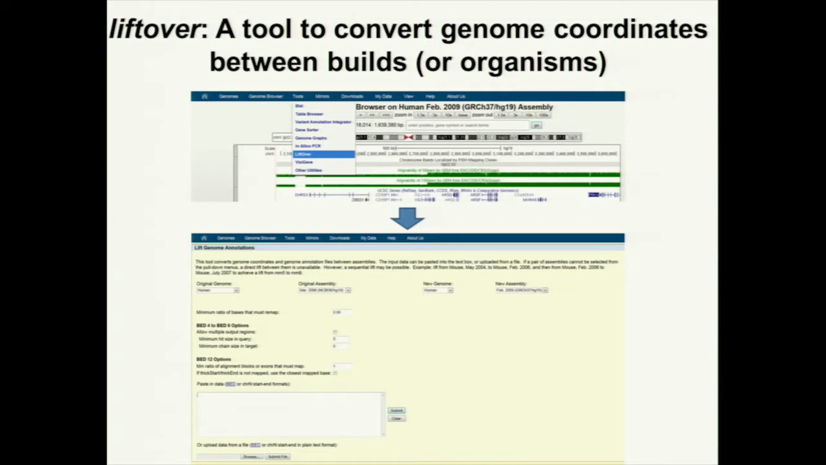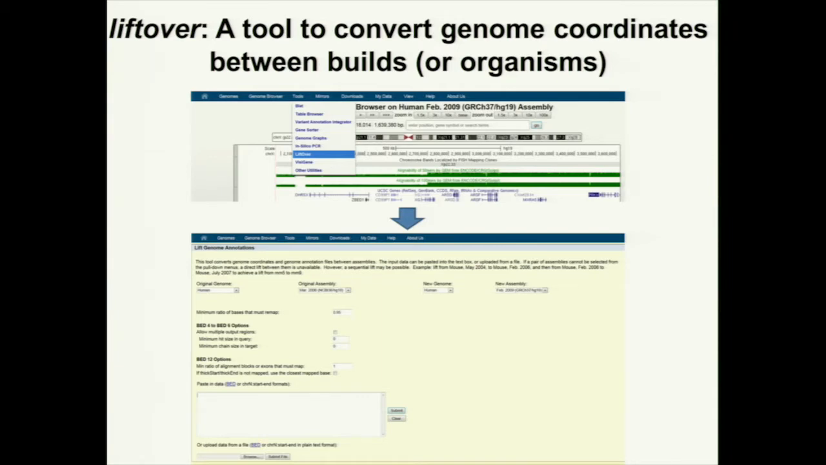You can even do it between different organisms. So say I throw in a set of genes in mouse and I say, tell me the syntenic genes in human, it'll do that too. Although you always have to be aware that the further away you go, the more differences there will be, and some things won't lift over because we have some genes that mouse doesn't, and vice versa.